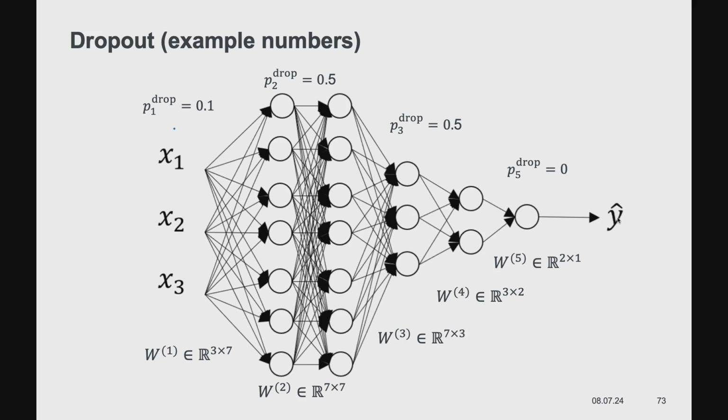That's the easiest method, that for each, for example, mini batch training, you select randomly in this layer with a certain probability the units that you drop. And everything else stays the same.